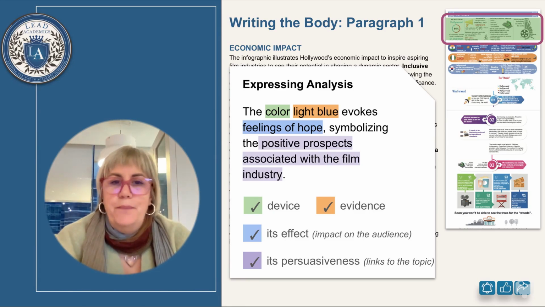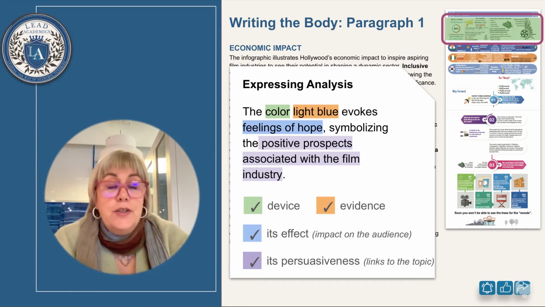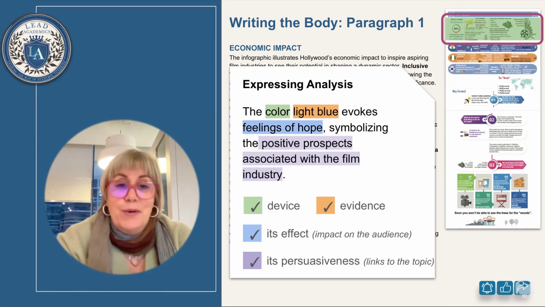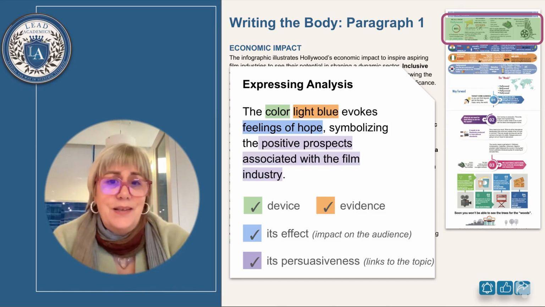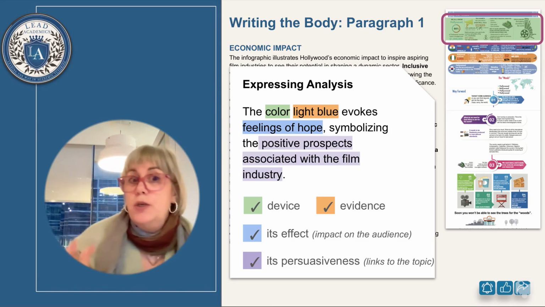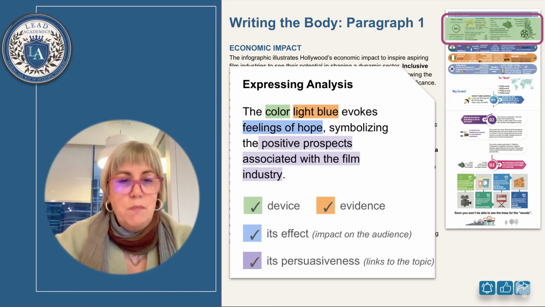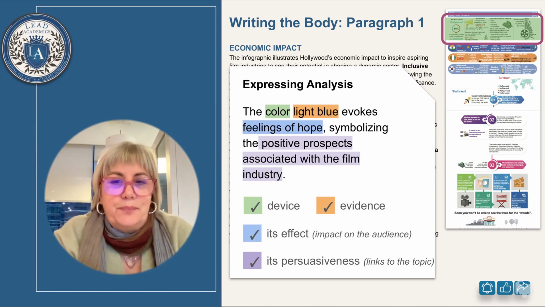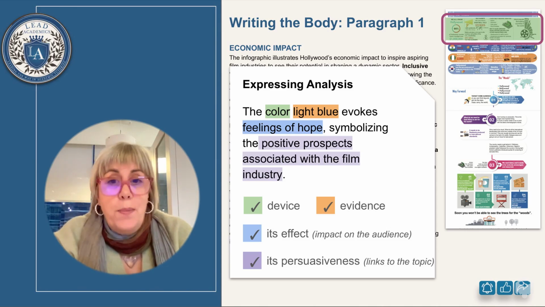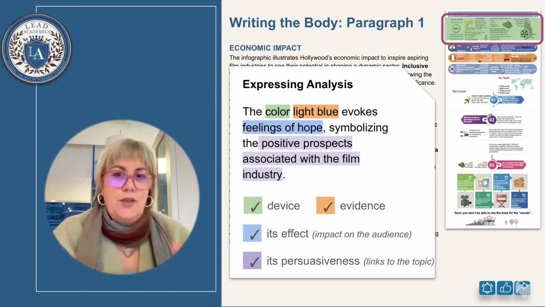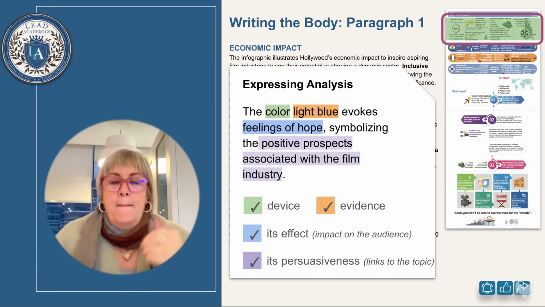Expressing analysis. There's 4 things you need to do when you want to express one device. And you can do this in a sentence, as I've shown you here. You want to mention the device, which is, here's the color. The evidence is, it's light blue. The evidence is always zooming into the text and pulling out evidence. You want to mention its effect, its feelings of hope. That's that impact on the audience, is its effect.